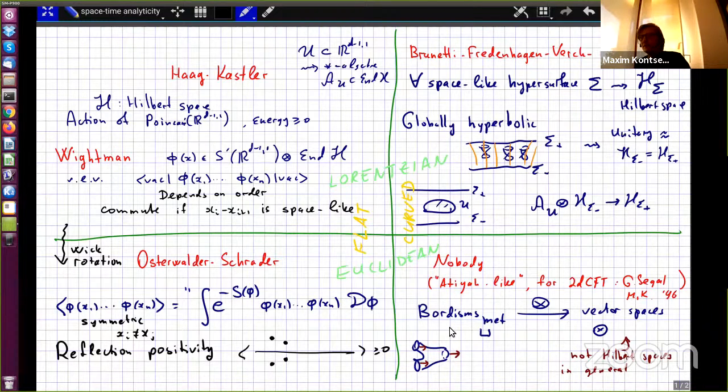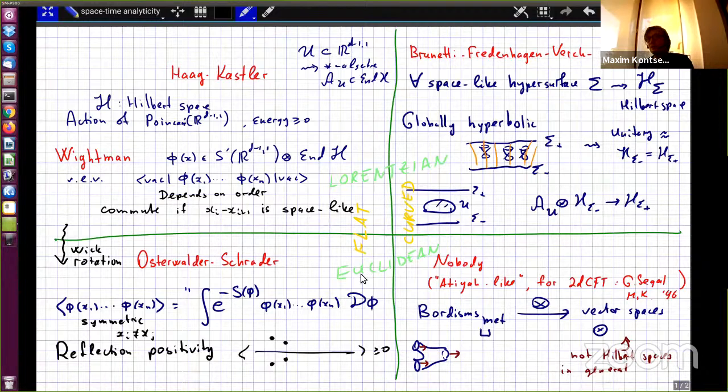Yeah, so what is this axiomatics? If you consider some category of metrized bordisms, you get certain manifolds with boundary, which is co-oriented. There are in and out parts, and then you get a tensor functor to vector spaces, which are not Hilbert spaces in general. It's a bit similar to Friedenhagen axiomatics, because you have something like a manifold with boundary. You get global hyperbolic space with two space-like boundaries and some domain inside. You get three boundary components, and it's a bit similar to this bordism axiomatics.